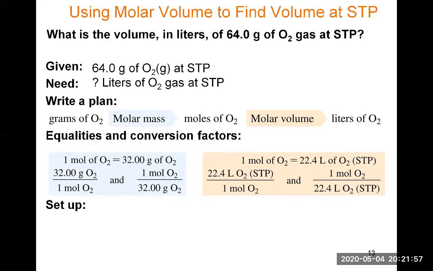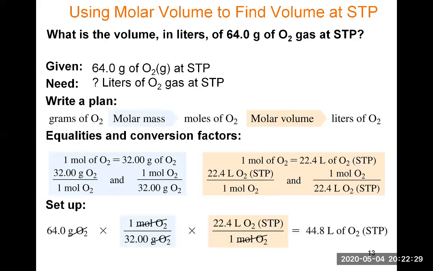So when you are ready to write the full calculation, you will start with your given amount of 64.0 grams of oxygen. And you will multiply by the first conversion factor that will convert your grams into moles. Out of the 2 conversion factors from the molar mass, you want to choose the one that will cancel the given amount of grams. So it's going to be the second conversion factor: 1 mole of oxygen over 32.00 grams of oxygen, and we keep the zeros. This way we cancel grams of oxygen.